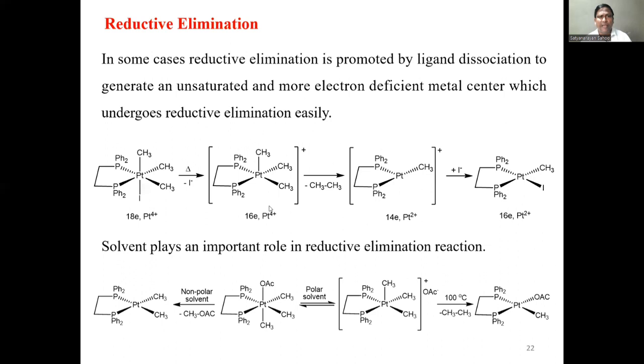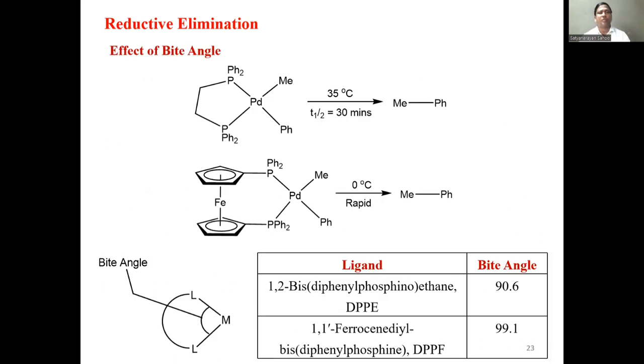To move next, the bite angle. The bite angle plays a very major role. As you can see, this is the bite angle which a bidentate ligand makes at the metal center. Let us say these are phosphine examples of this phosphine. These phosphine ligands make an angle at the metal center, which is known as the bite angle. For example, we have taken two ligands, DPP and DPPF, and the bite angles are respectively 90 and 99 degrees.